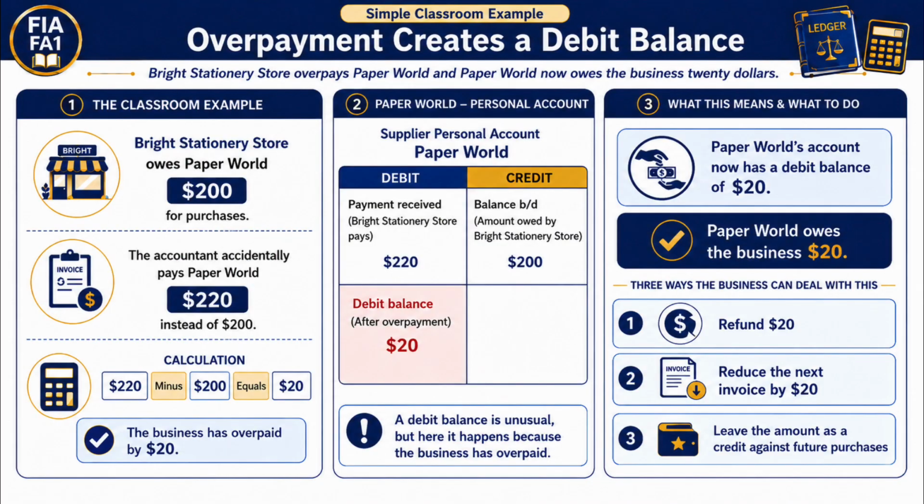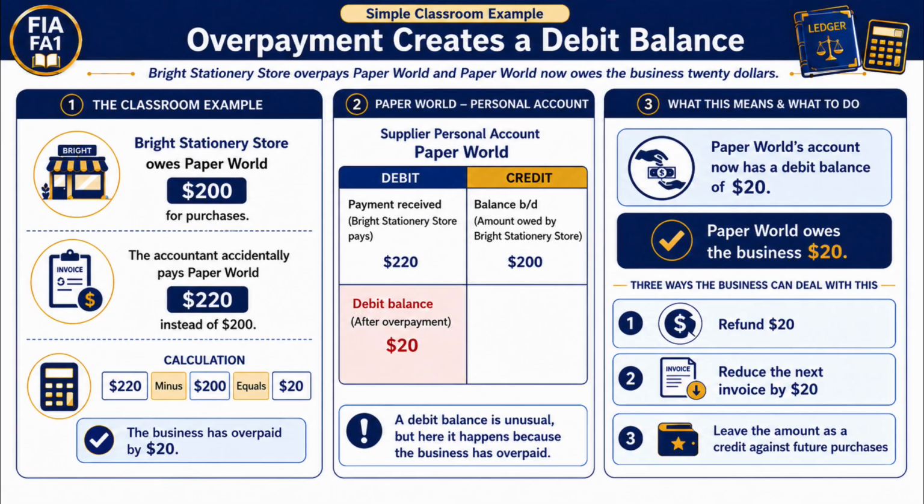Simple classroom example. Let us imagine a business called Bright Stationery Store. Bright Stationery Store owes Paper World $200. The accountant accidentally pays Paper World $220. Now the calculation is $220 minus $200 equals $20. The business has overpaid by $20, so Paper World's account will show a debit balance of $20. This means Paper World owes the business $20.